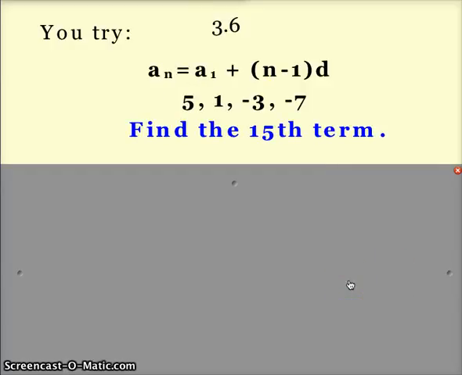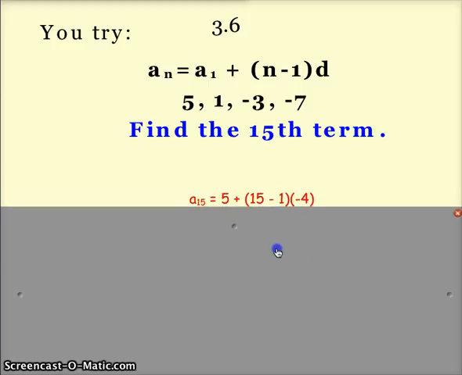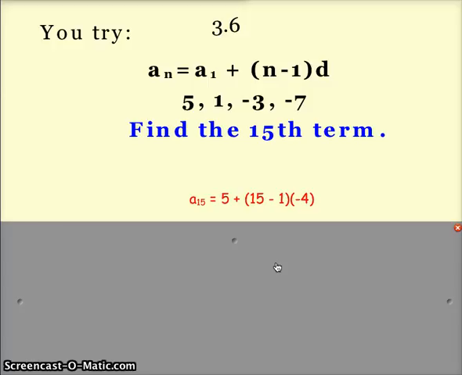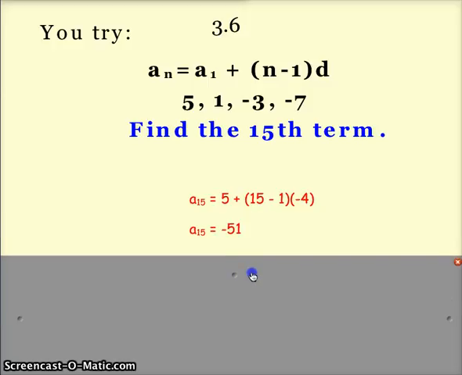You try one. So you're given the formula, you're given the sequence, and you are told to find the 15th term. Pause the video here. You should have said that a sub 15, because you're looking for the 15th term in the sequence, equals 5, that's where it starts, it's the first number you're given, plus 15 minus 1, and the common difference here was -4. You should have gotten a sub 15, so the number in the 15th term of the sequence is -51.